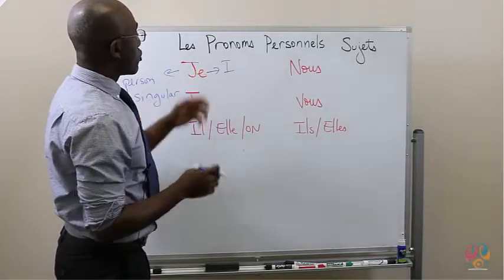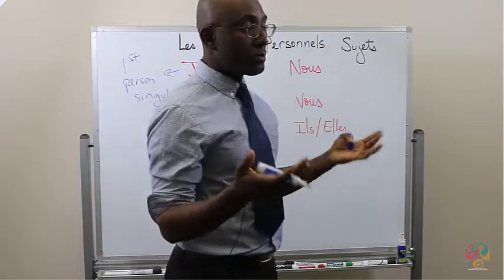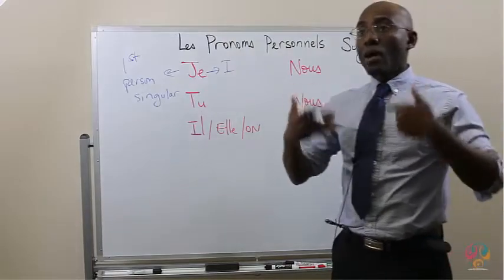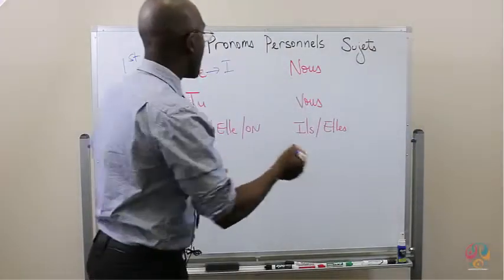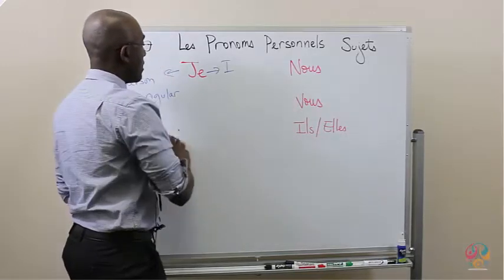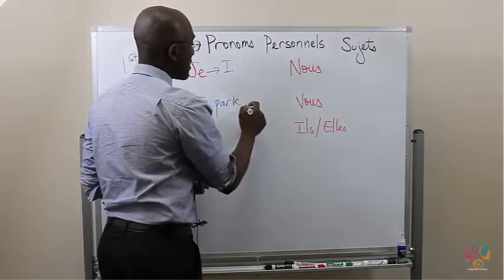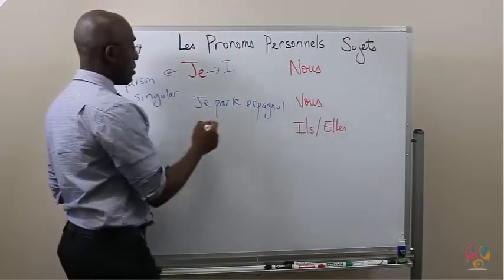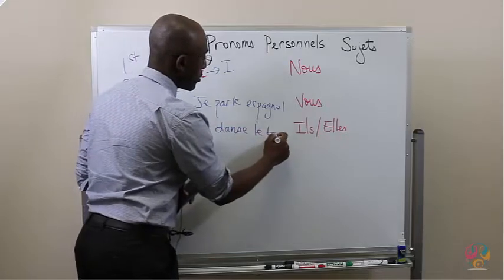And you will use je typically whenever you talk about an action, an event in which you, I, is the subject. So if I say, for example, je parle, I speak. Je parle espagnol. Je danse le tango.